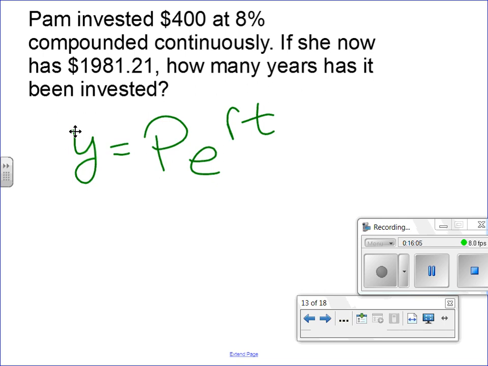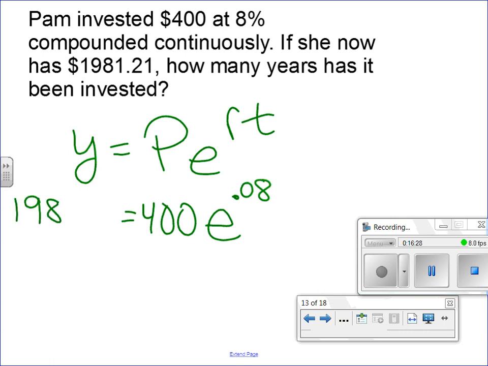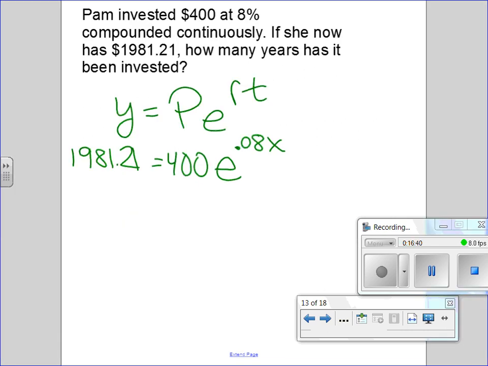All right, we have a lot of stuff that needs to go in. Where should I put the 400? P. Yep. Where should I put the 8%? R. And E is just the value E. It's not a variable that you're putting a number in. And where should I put the 1981.21? In for Y, because that's how much she has at the end of the time period. And you know what we're solving for? How much time has gone by. So I'm going to call that X, just because I don't like the variable T. Okay? Yeah, T's look like pluses. They're yucky. All right. What should we do first?